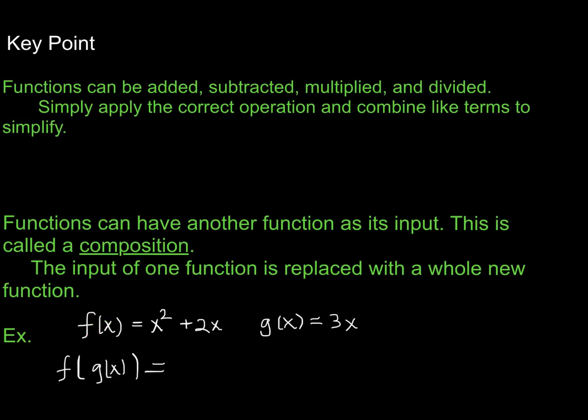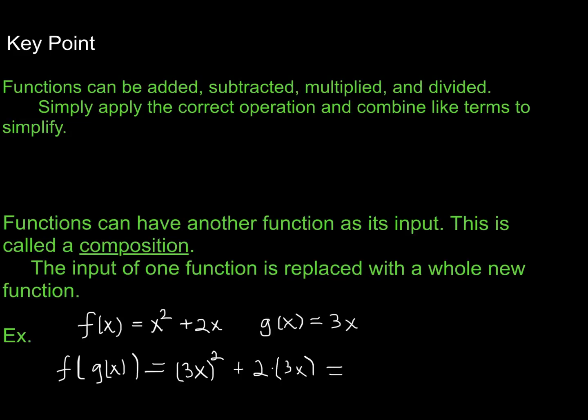Notice that what the function f does is it takes its input and squares it, then takes its input, multiplies it by 2, and adds those two together. So when its input is g of x, or 3x, I'll be taking 3x, squaring it, then multiplying 2 times 3x, and adding those two together. So I can rewrite this function as such. I have 3x squared, all of it squared, plus 2 times all of 3x.